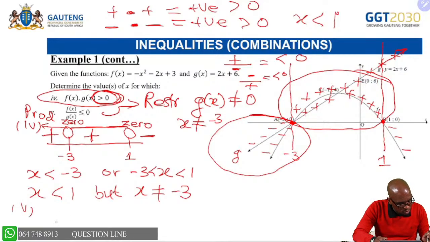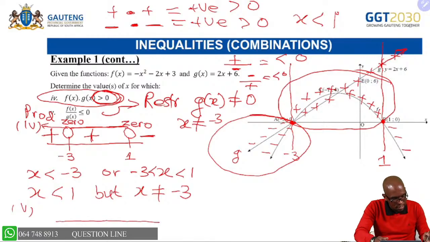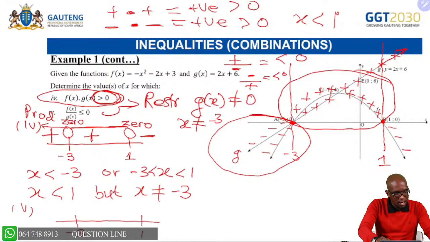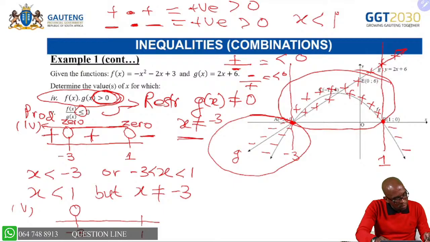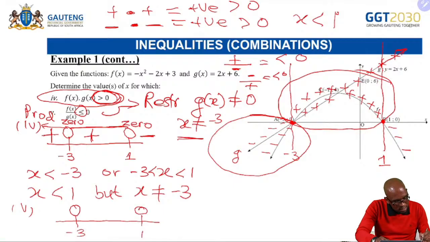I'm going to draw my number line, putting my critical values -3 and +1. In this case, we have less than or equal to, so the values are included. I'm supposed to include the values. However, because of the restriction, I'm not going to shade -3. I would include it because the inequality says values must be included, however, there's a restriction.